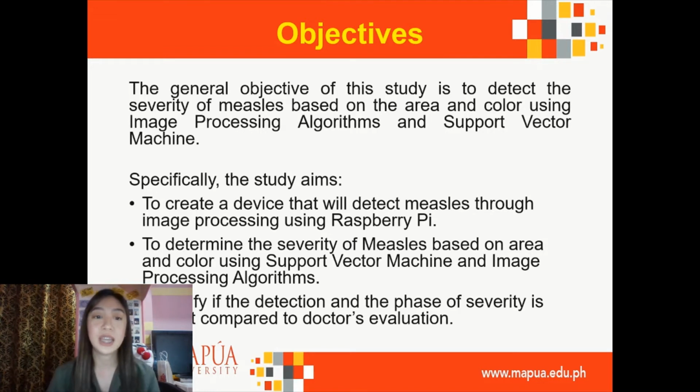Specifically, the study aims to create a device that will detect measles through image processing using Raspberry Pi. Next is to determine the severity of measles based on the area and color using support vector machine and image processing algorithms. Last is to verify if the detection and the phase of severity are correct compared to the doctor's evaluation.